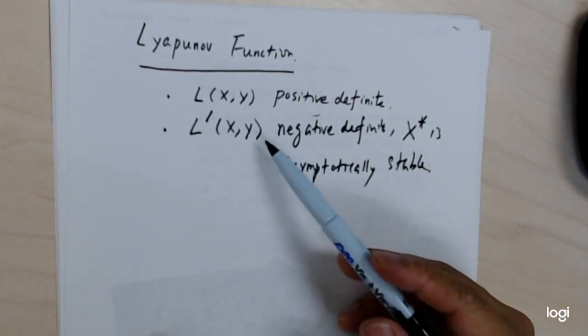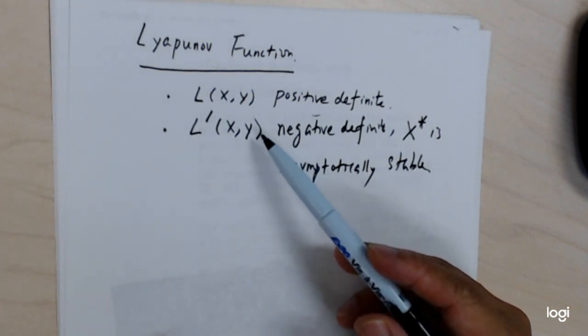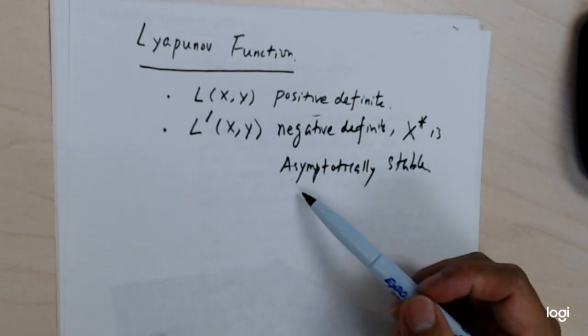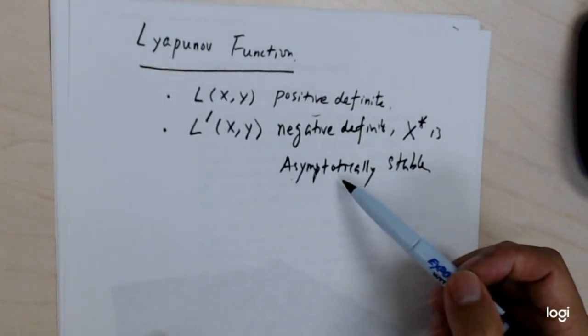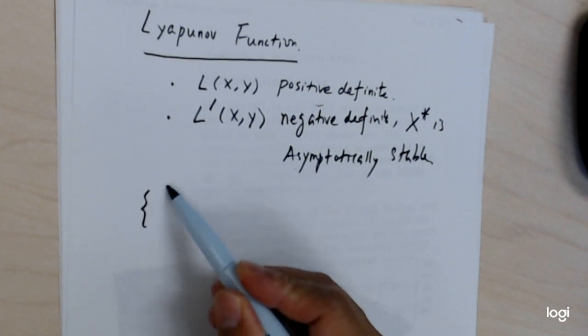then x star is asymptotically stable. If it is negative semi-definite, in other words, it's greater or equal to 0, then we simply say x star is stable. And one of the examples that we did last time is this one.